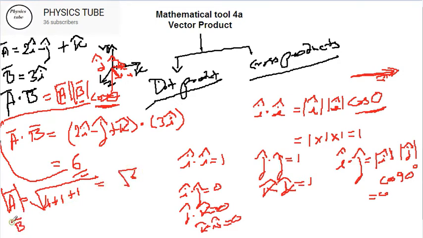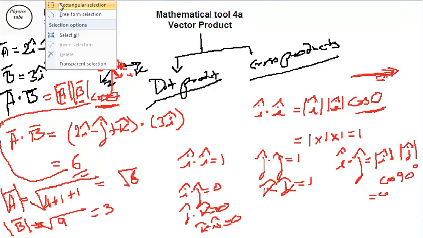Similarly, the magnitude of b is going to be the square root of just 3 squared, that is 9, which is 3. So here we find the magnitude of a to be root 6, and the magnitude of b to be 3. Now we want to know the angle between a and b, and that will be quite an easy job.